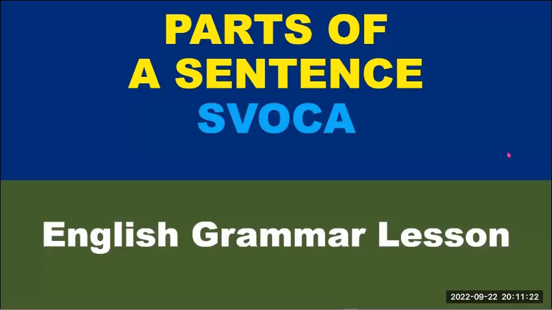Hi everyone, this is Benjamin from English Classes Online. In today's lesson, our focus is on parts of a sentence, and we want to examine the structure of a sentence in terms of the elements or the units that make up the structure. And these elements can be described by the acronym SVOCA, S-V-O-C-A. S for subject, V for verb, O for object, C for complement, and A for adjunct. Let's dive into the lesson right away.